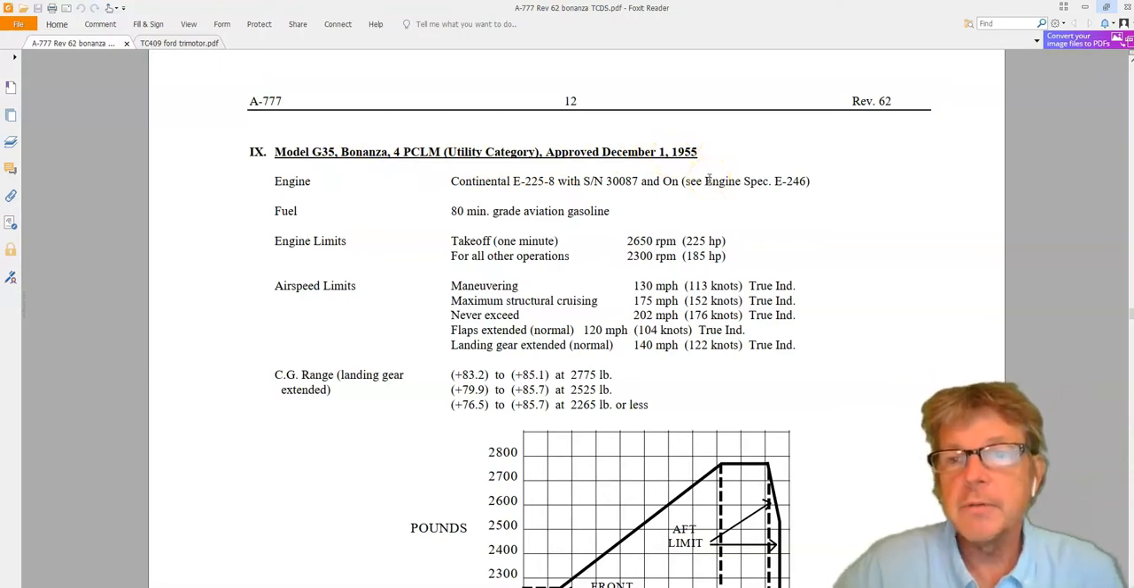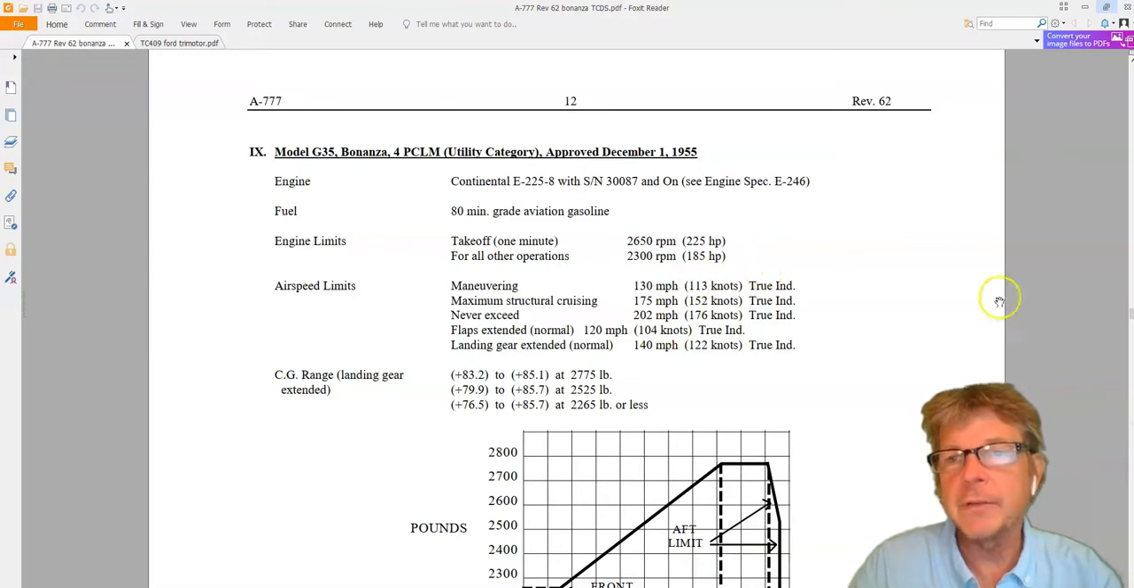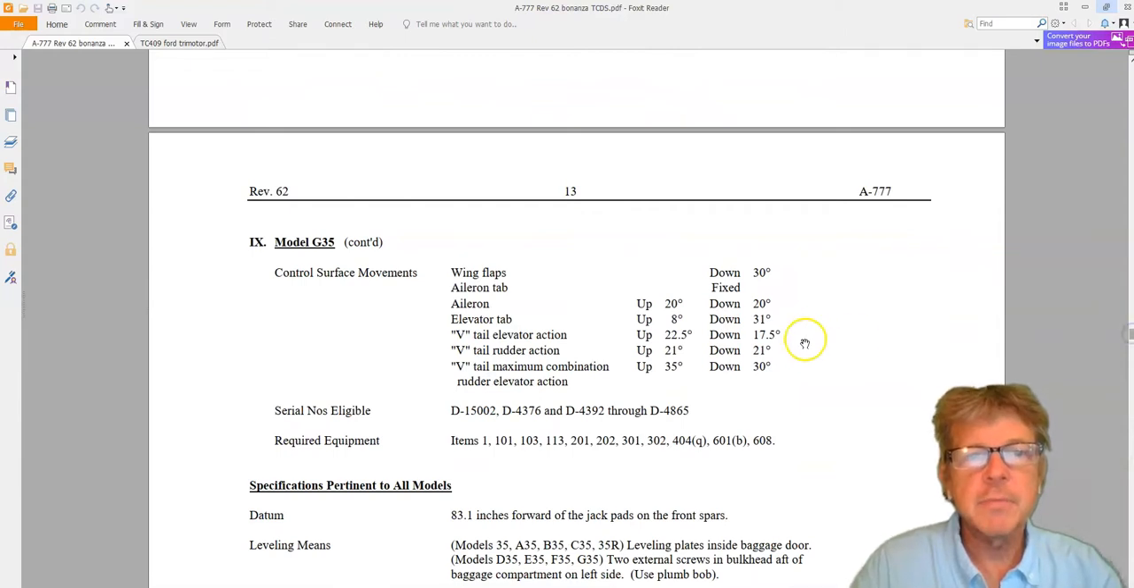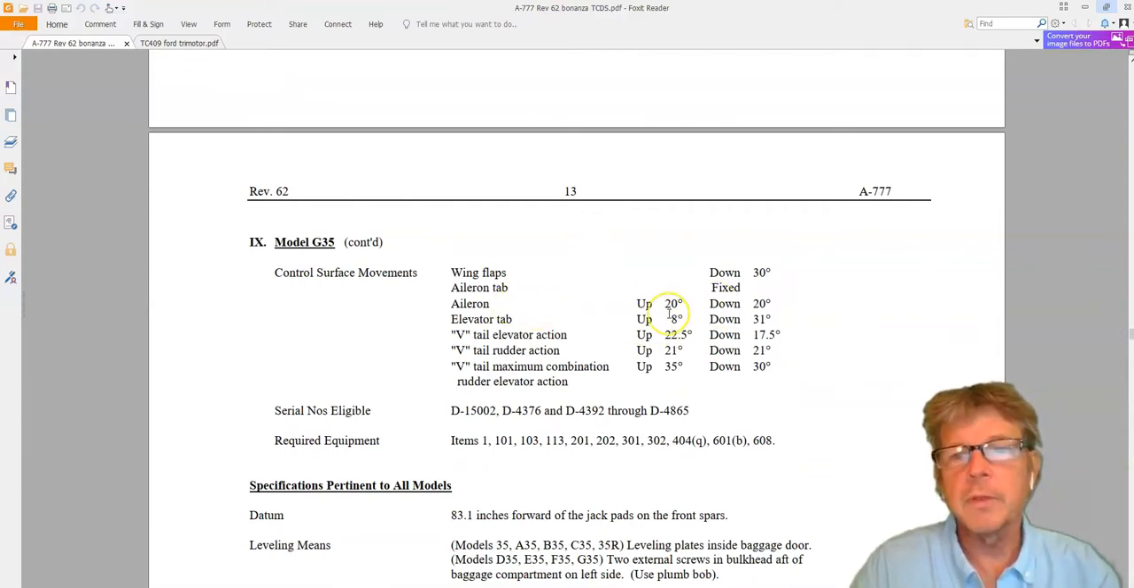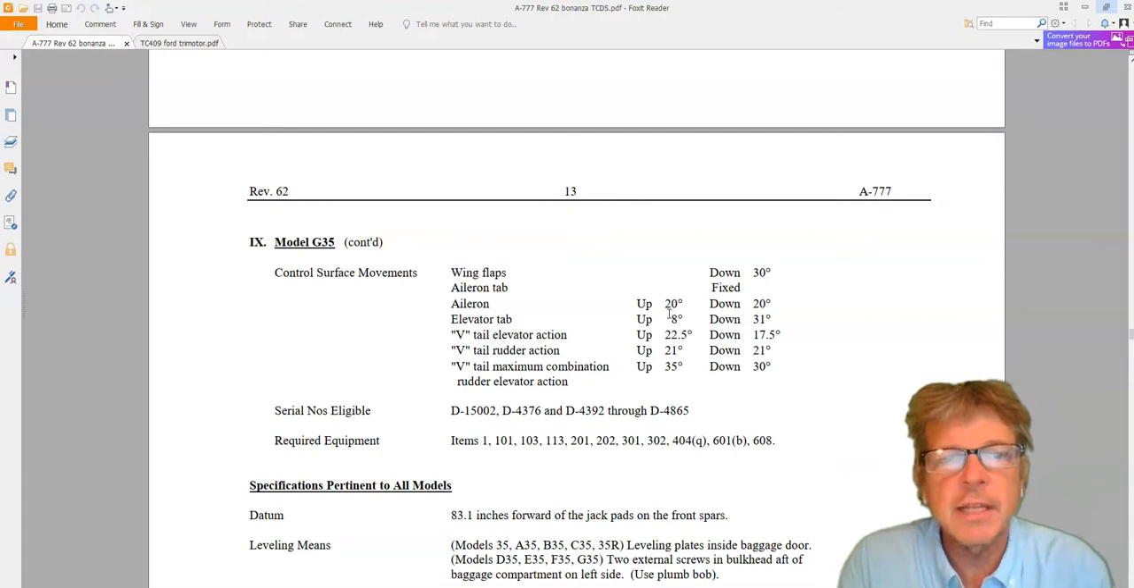So, what does the type certificate data sheet tell us? It tells us all the specifications. It starts out with what engine belongs on this G model, this G35. It's a Continental E225. It tells us what kind of gas and information about the engine, RPM, speeds, airspeed, how fast can I fly it, how slow does it fly, weight and balance information. We're going to use this in weight and balance. Then it tells us things like the flight controls, how far up the aileron moves and how far down the aileron moves. It tells us things like that.